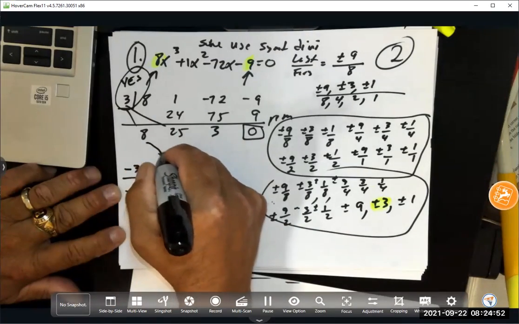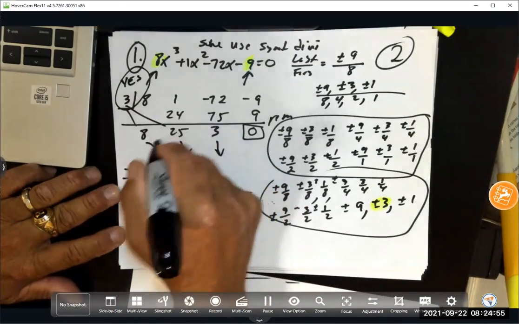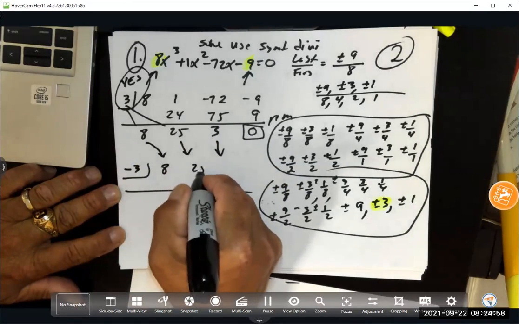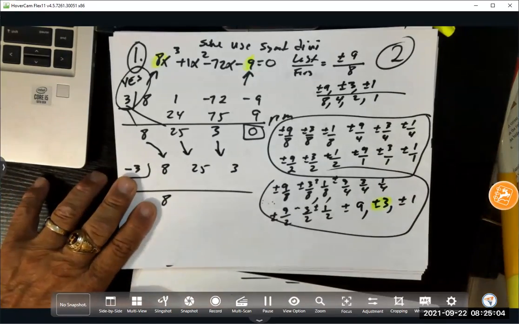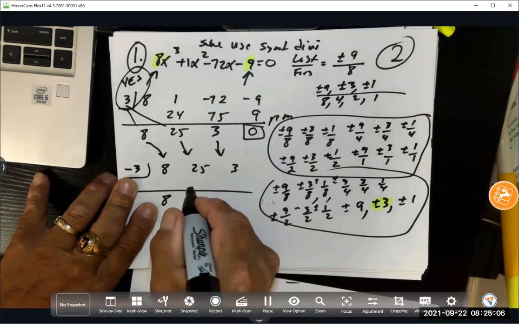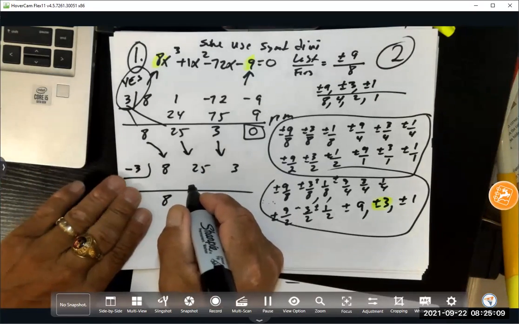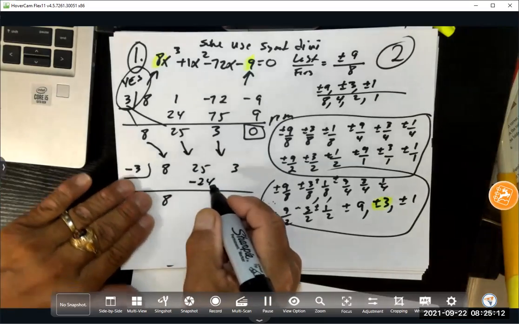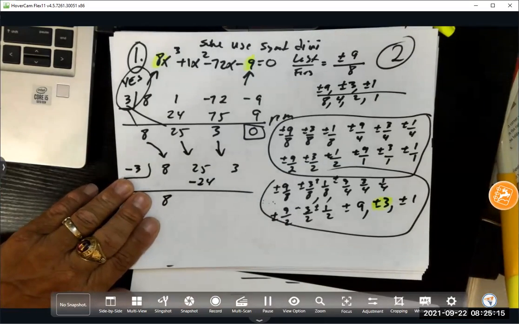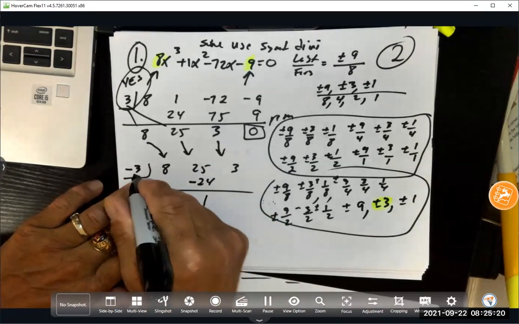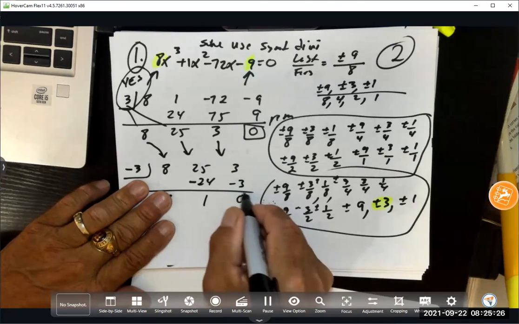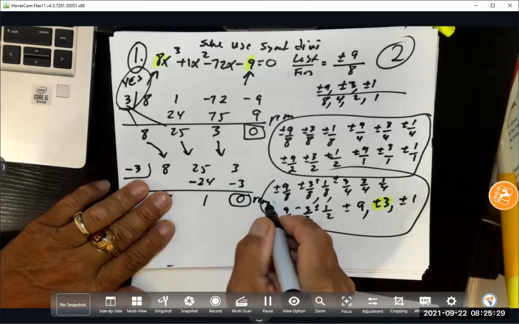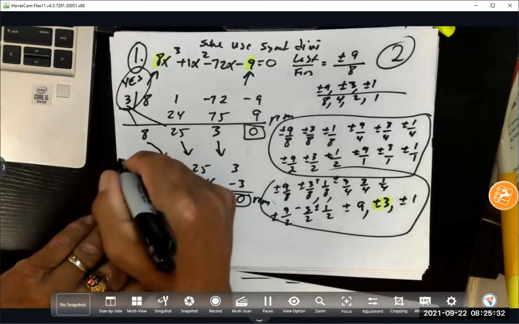But the new ones, the leftover numbers only, because now it was cubes, now it's only x squared, so it's gonna be 8 and 25 and 3. So now bring the 8 down. What's 3 times negative 3 times 8? Negative 24, yes or no? Yes. And what's 25 minus 24? 1. What's negative 3 times 1? Negative 3. 3 minus 3, is that 0 again? Yep. So guess what? This is another yes answer right here.